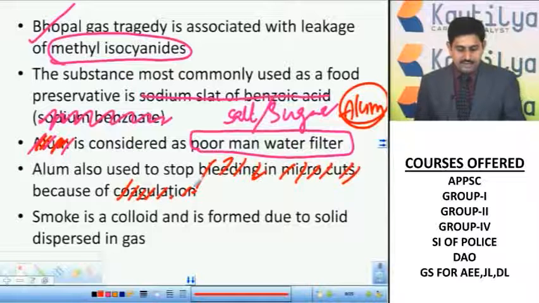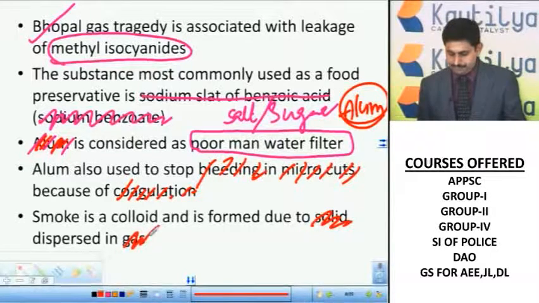Okay. Next, smoke is also a colloid. It is dispersed, as I said, in the air. It is one type of colloid.